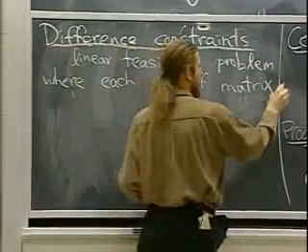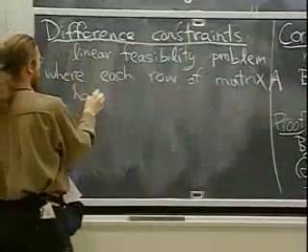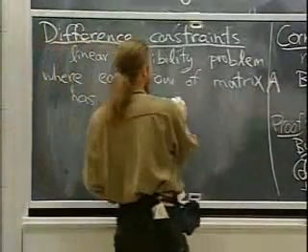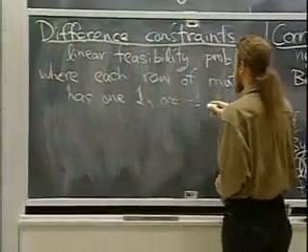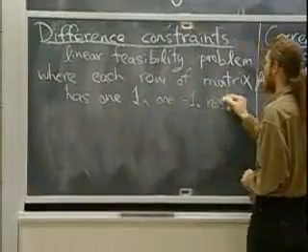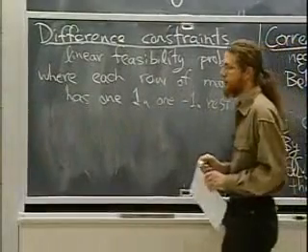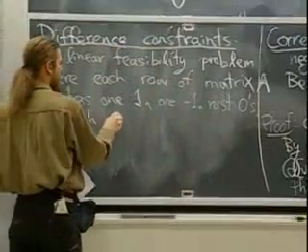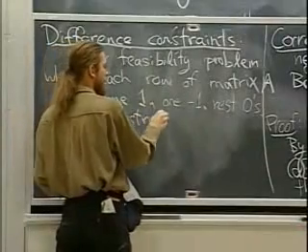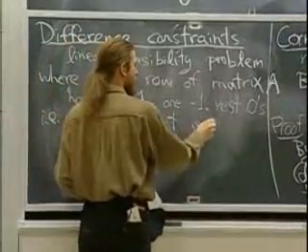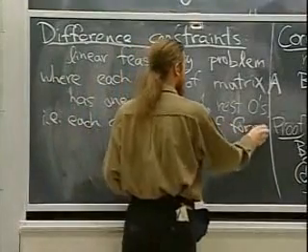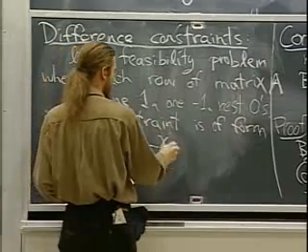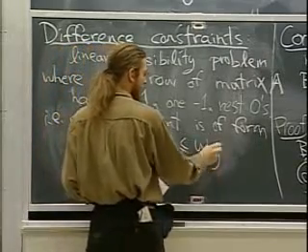so the matrix A has 1, 1, and it has 1 minus 1, and everything else in the row is 0. Okay, in other words, each constraint has this very simple form. It involves two variables and some number. So we have something like xj minus xi is less than or equal to wij.